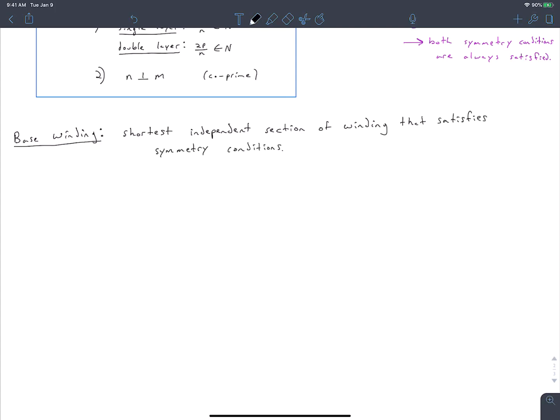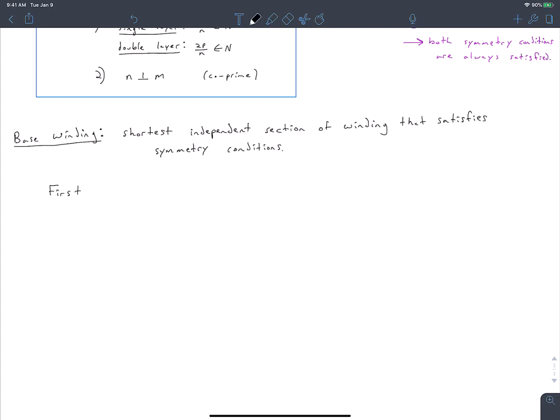So the definition of a base winding is it's the shortest independent section of a winding that satisfies the symmetry conditions. And we talked about base windings a little bit previously in a different video, and here we're going to formalize it by first categorizing fractional slot windings into two categories, and then doing a calculation for the base winding length based on this. And so, as I said, there's two categories.